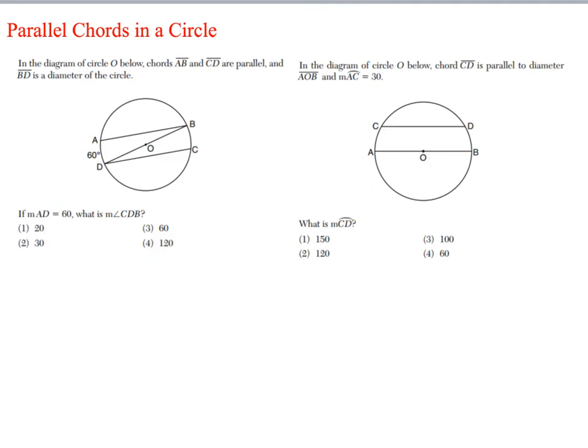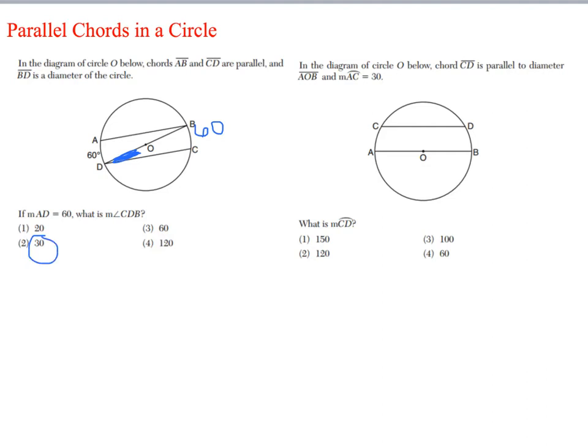Anytime you're given 2 parallel chords in a circle, it makes those 2 opposite arcs equal to each other. So in the first one, if arc AD is 60, arc BC is also 60. It asks us to find the measure of angle CDB. That's an inscribed angle because the vertex of it is on the circle. That means it's half the measure of the arc it's across from, so half of 60 is 30.